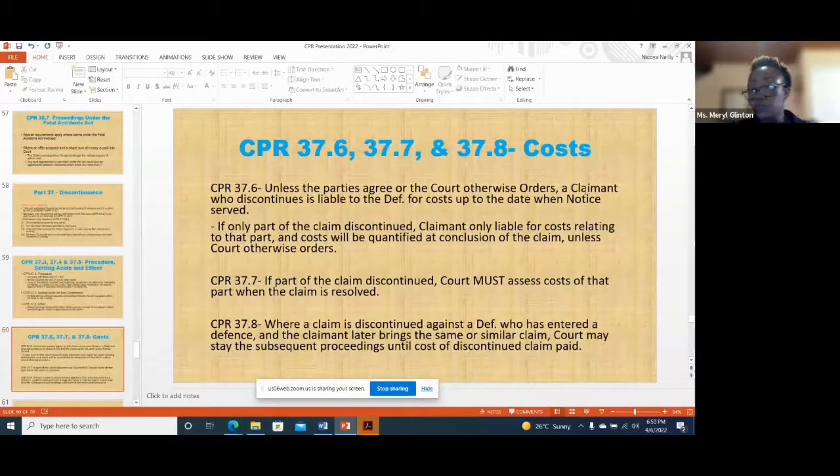So the general rule is that a claimant who discontinues against a defendant is liable to that defendant for the costs of the claim or any part of the claim that's discontinued. But of course, the court still has a discretion, so the court may otherwise order or the parties can otherwise agree. If only part of the claim is discontinued, then much like what we discussed earlier in terms of part settlement, those costs will have to be quantified and paid at the end of the action. Next slide.